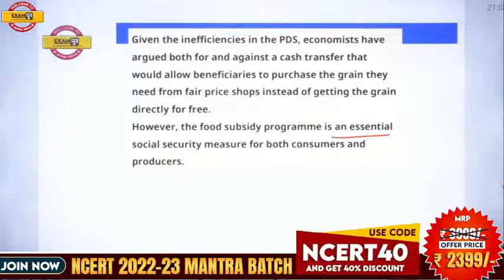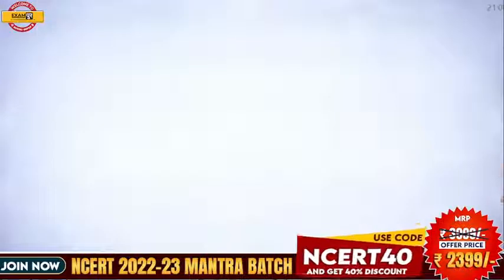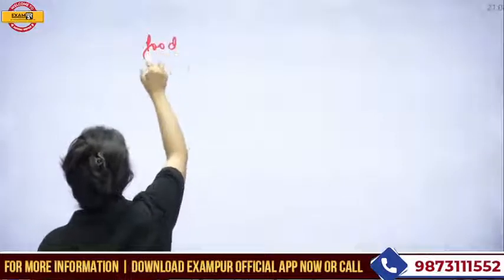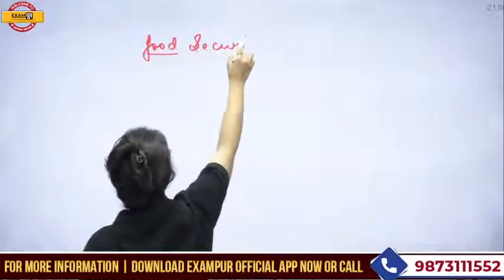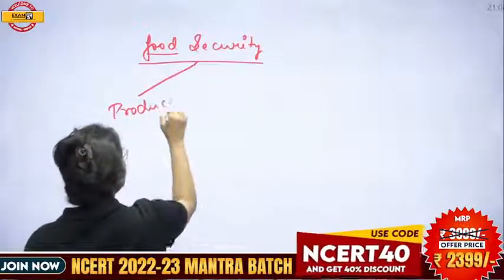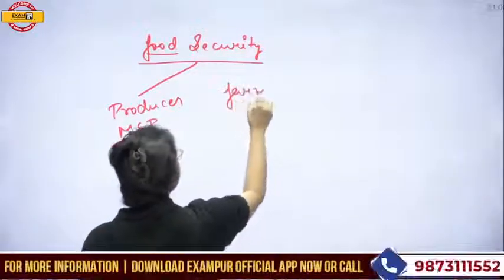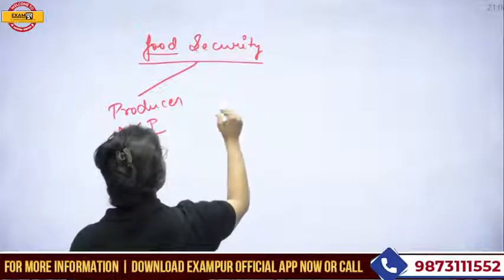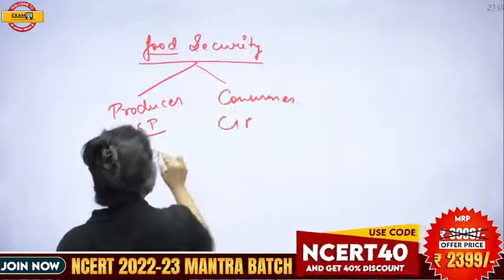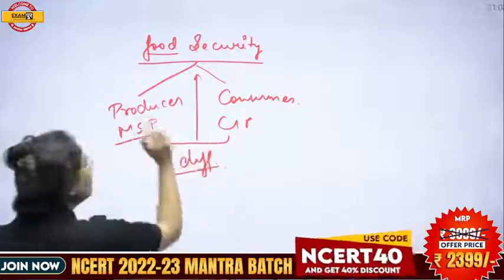Food subsidy schemes are essential for the social security dimensions for both consumers and farmers. What we were talking about, food security is the core part, not only for producers, as we are providing the MSP to them, and not only for farmers, but also for consumers, we are providing CIP to them. And whatever difference there is has to be covered by food security.